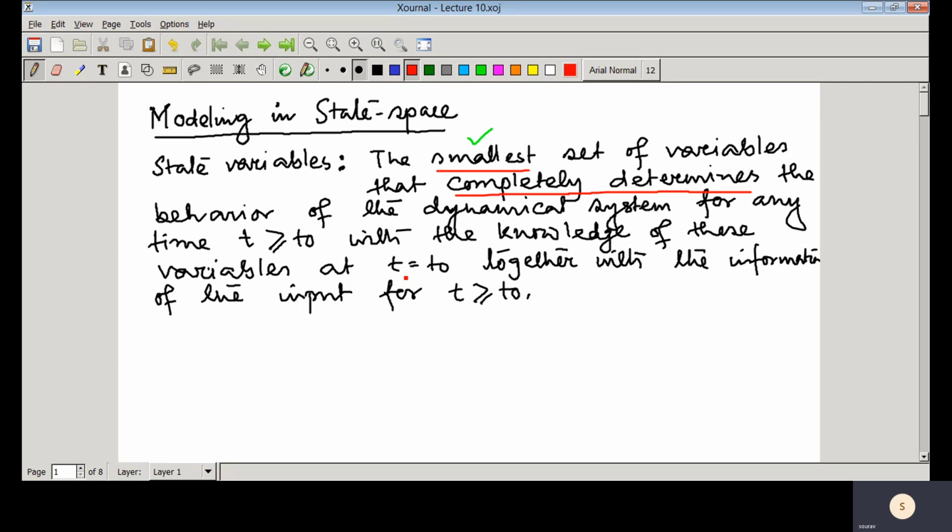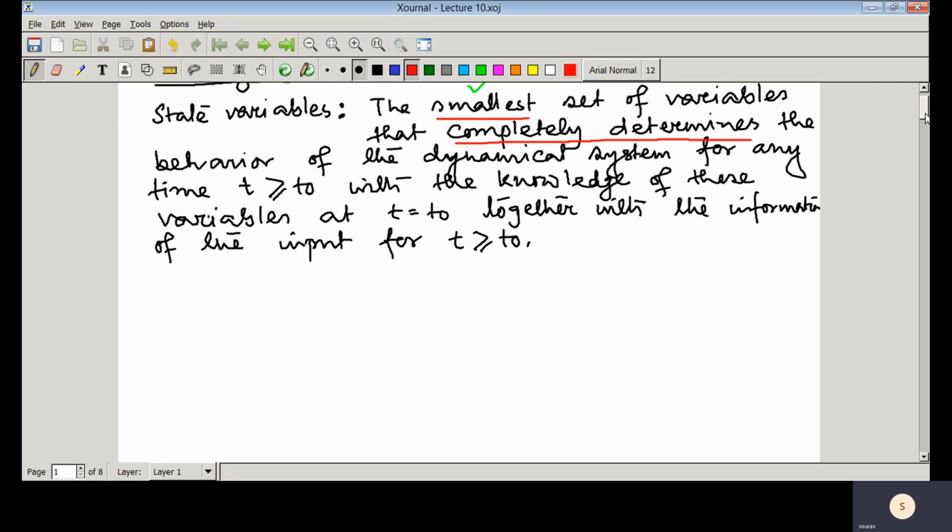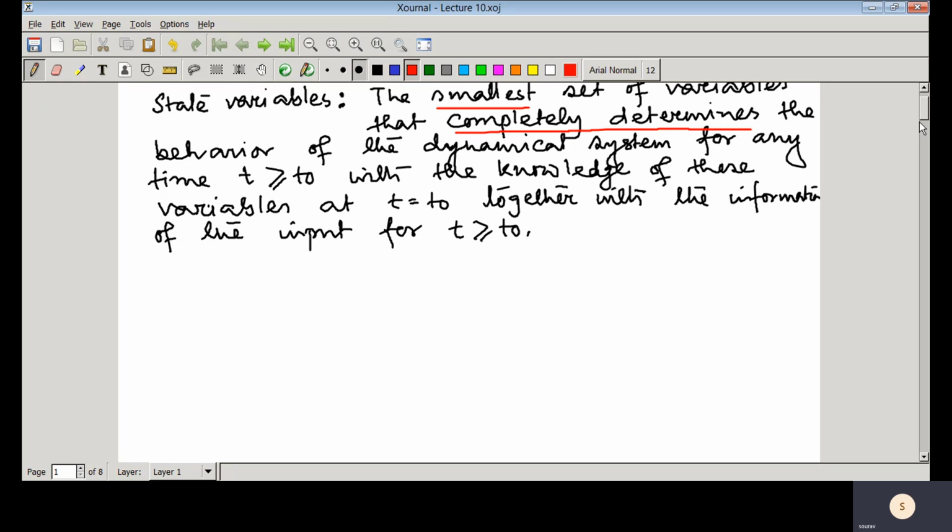So what is modeling in state space? Whenever a dynamical system is given, first we need to identify which is the minimum set of variables that can describe that system. Those are the state variables. So first we need to identify the state variables, and then we will follow some technique by which the dynamical systems can be represented in state space form. That state space form is actually in matrix form, which we'll see today.